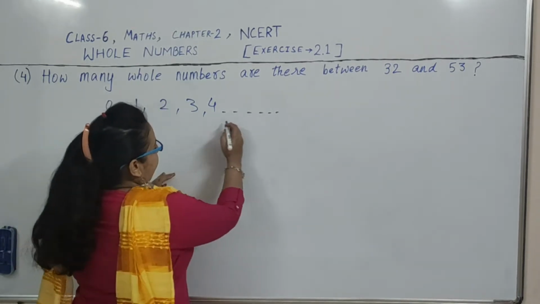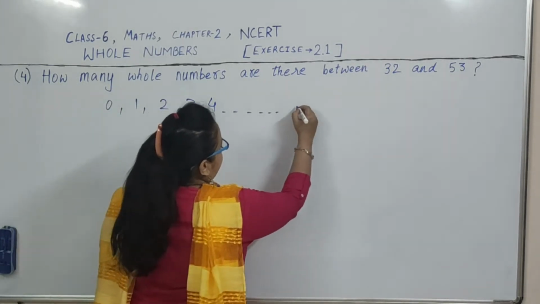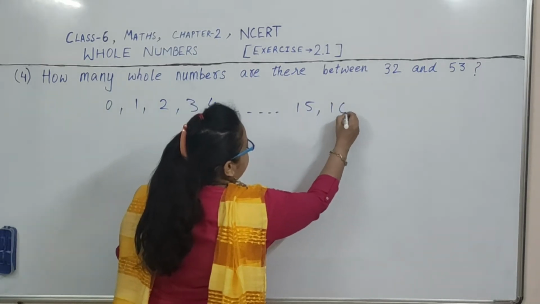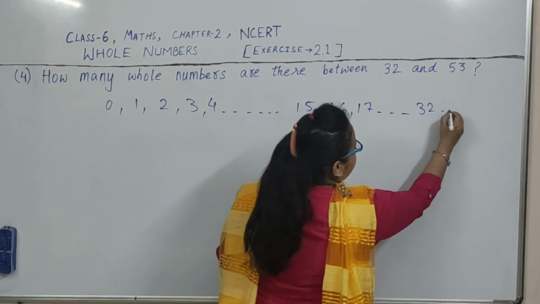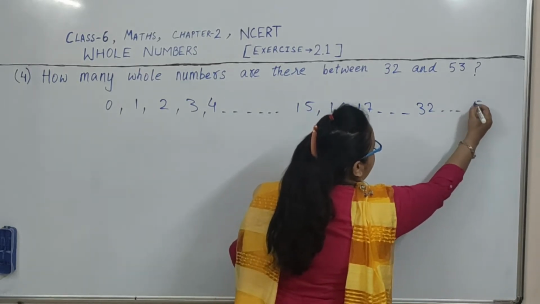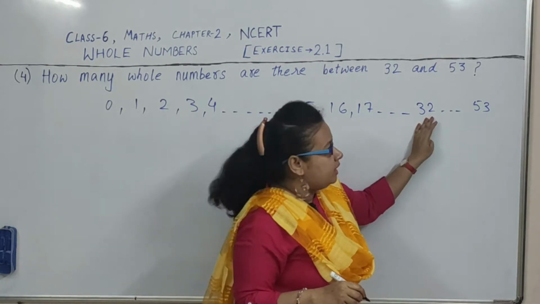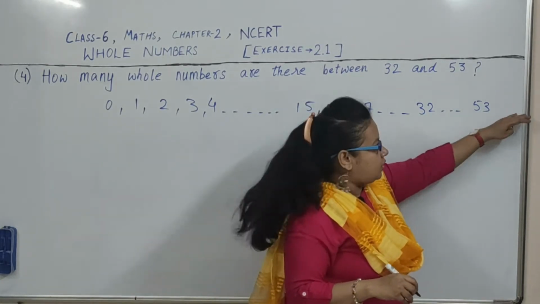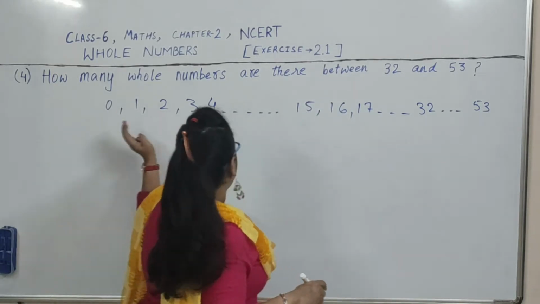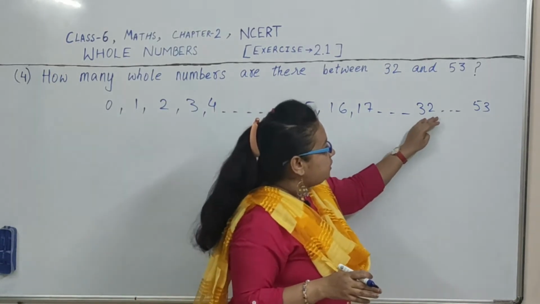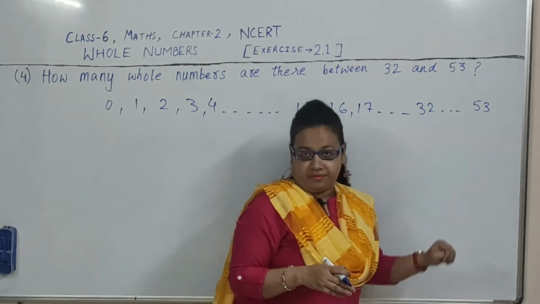Like that, if we go on writing the numbers, we will write 4, 5, 6, 7, 8, 9, 10, like that. We can go on writing the numbers and we will get 32, then 53. We can write the numbers after this also, endlessly. It will not have any end. So this whole collection of numbers is known as whole numbers. So the question is, how many whole numbers are there between 32 and 53?